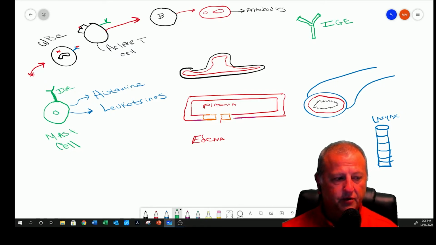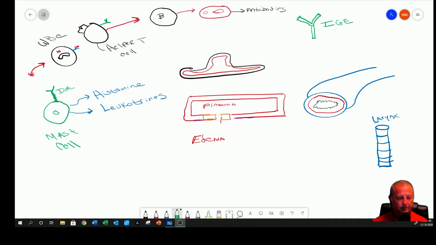Let me get my picture out of the way here, sorry. Let me make myself a little smaller here. There we go. And it rides around here on this mast cell, and it's ready for the next time an exposure occurs.